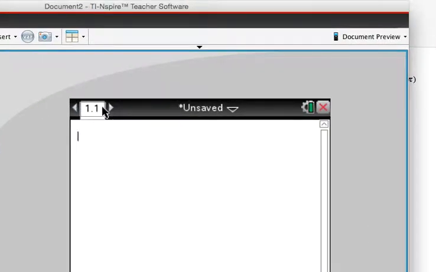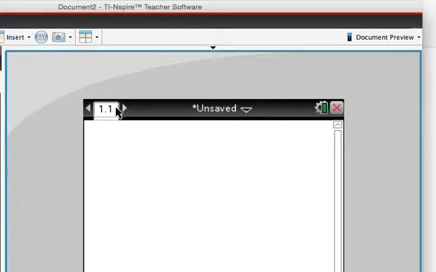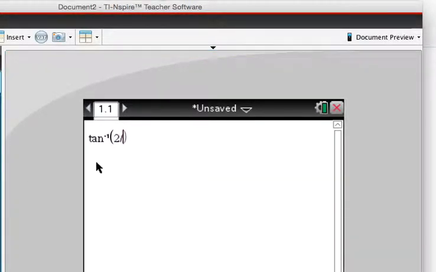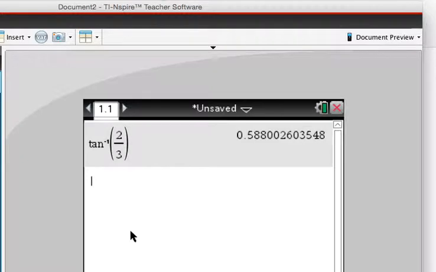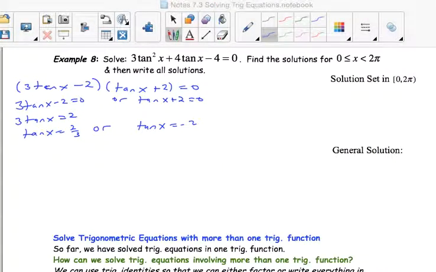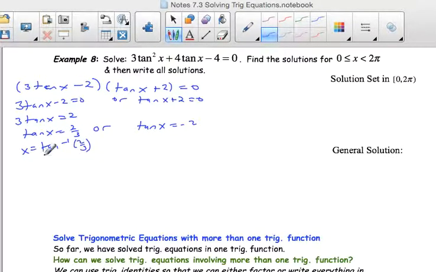So here's the calculator. And I'm going to go ahead and find tangent inverse of 2/3, and my calculator needs to be in radian mode, which it is. I'm going to enter this value, and I'm going to get 0.588. So that's one of my solutions. So let's put that down. That's for this one. So I'm going to have x equals tangent inverse of 2/3, which gives me 0.588 radians.